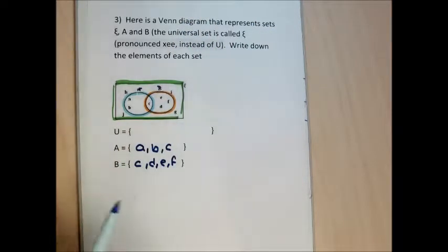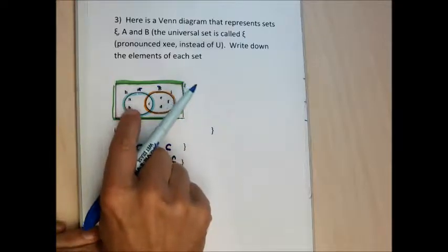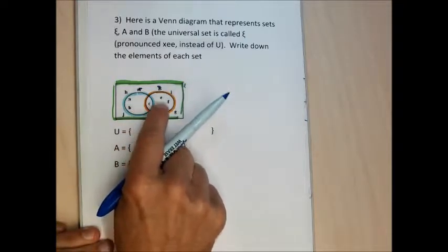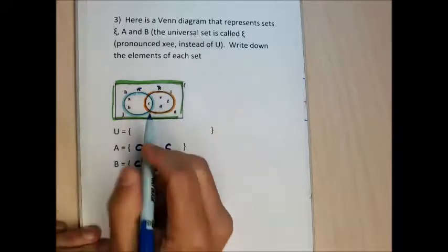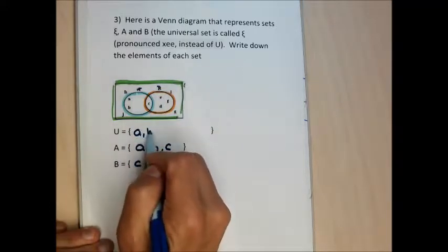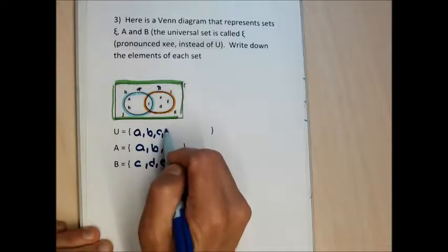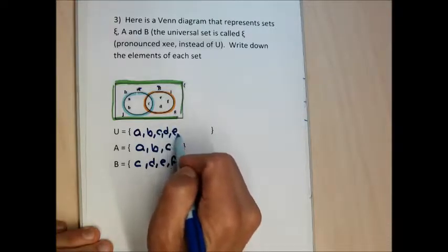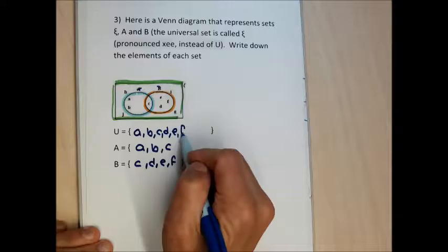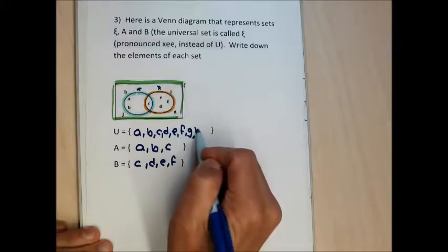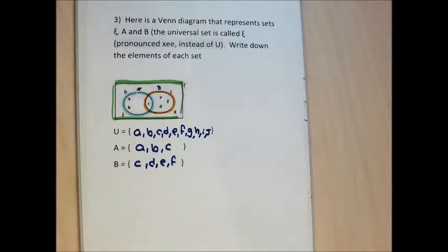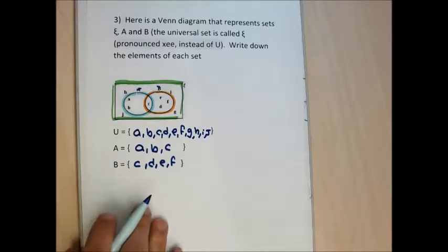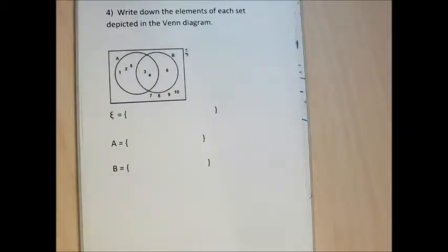And I try to go in order, so I see A, B, C, D, E, F, G, H, I, J. So I'm just going to do all the letters up to J. A, B, C, D, E, F, G, H, I, J would be good enough for the answer to problem 3. I'm not going to do problem 4. I don't think these are that particularly hard to do.